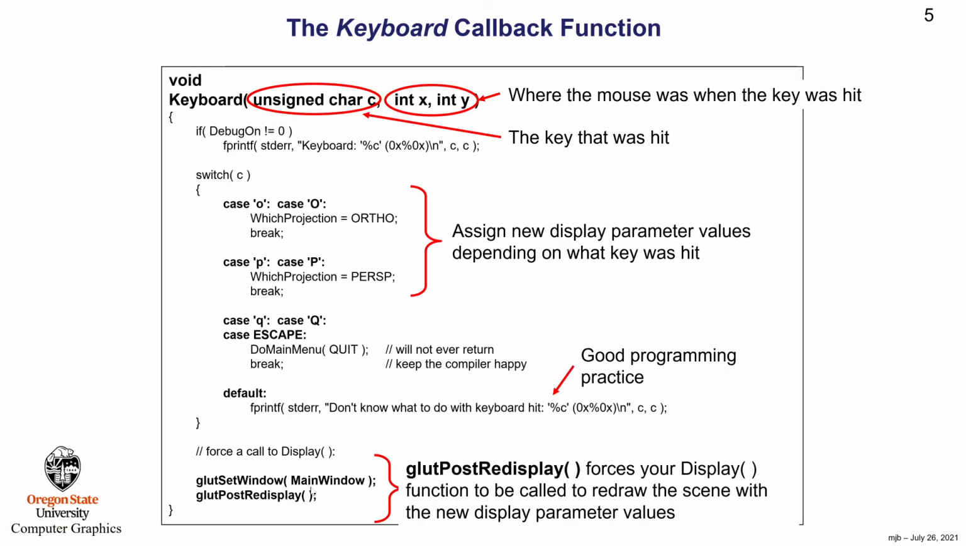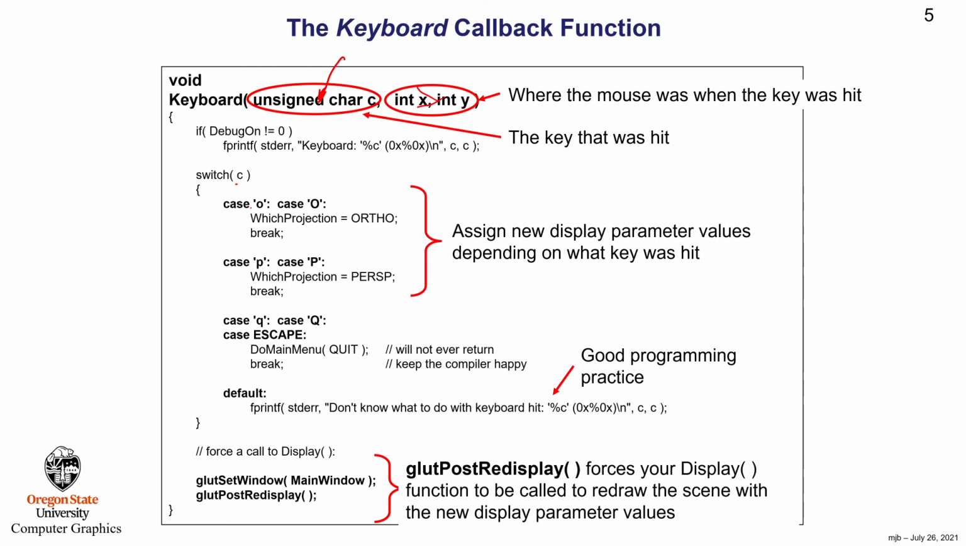Okay, so here's what the keyboard callback looks like. It will tell you what the character was that somebody hit on the keyboard, and it will tell you where the mouse was when the key was hit. So if you're using the key to point to something or to select something you're pointing to, that's what you use it for. In our case, we're not using the X and Y. So we're just going to do a switch statement on the key. O changes to orthographic projection. P changes to perspective. Q or escape exits the program.